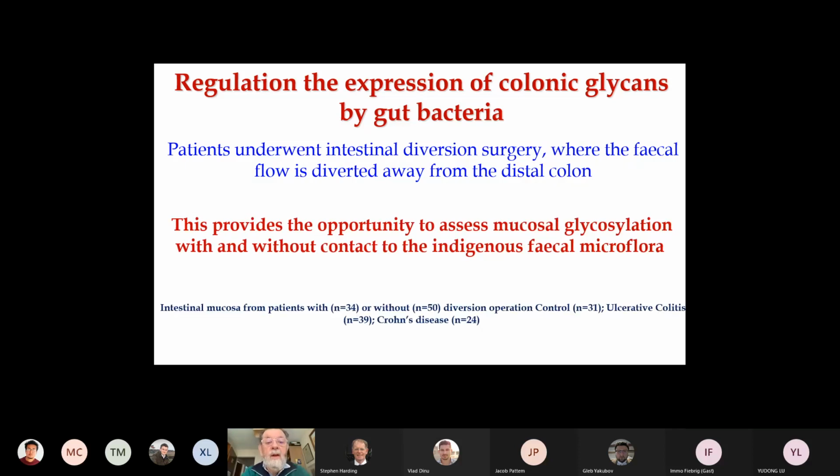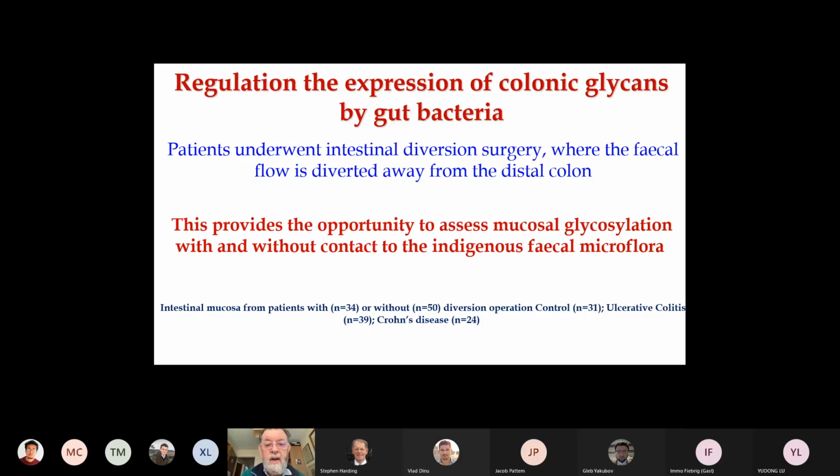Okay. So in order to be able to study this in more detail, what we linked up with was the people in the surgical department. They do an operation where, as part of the therapy for inflammatory bowel disease, they isolate a part of the intestine and leave it with no contact to the fecal flow, so that they have a bag and the feces comes out separately. And this is maintained for 3 months.